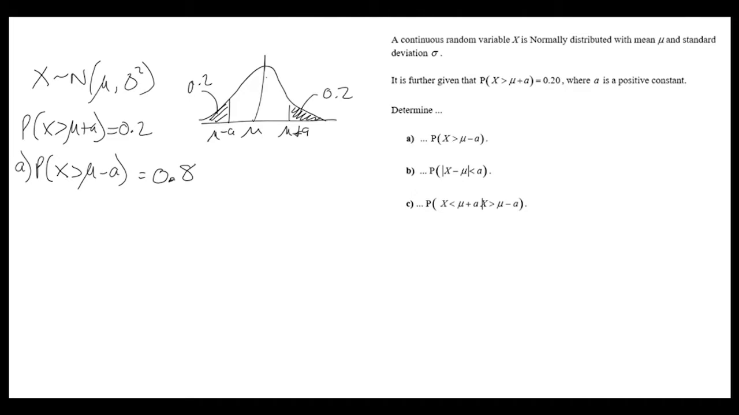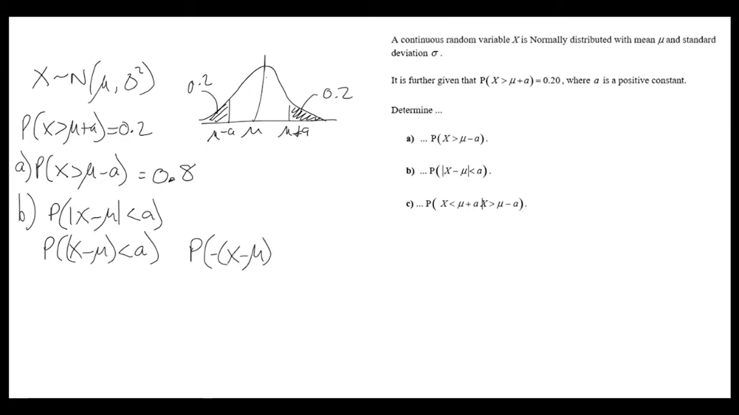The next question says the probability that the modulus of x minus mu is less than a. That's what we need to try and find. Okay, when dealing with the modulus, we need to consider both the positive instance and the negative instance. So I'll write each of those out and see what we can deduce from there. So for the positive version, the probability that x minus mu is less than a. For the negative version, the probability that negative (x minus mu) is less than a.